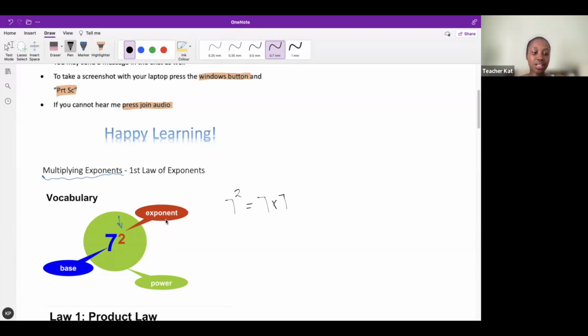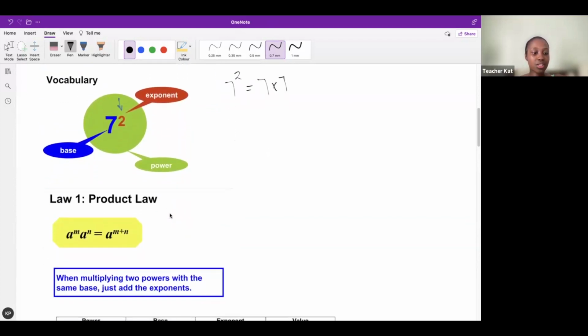So now that we've gotten that out the way, let's look at the law that we're looking at today. So this law says when we multiply two powers, so remember the power is the whole expression, when you multiply two powers with the same base, I am going to highlight this, okay, with the same base. They have to have the same base. Then we can add the exponents. Okay, this is my example over here.